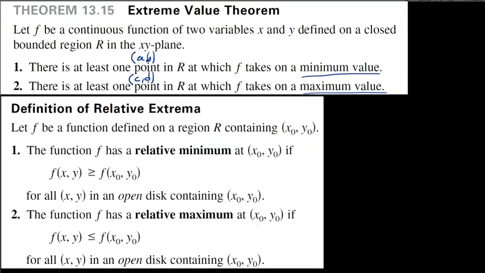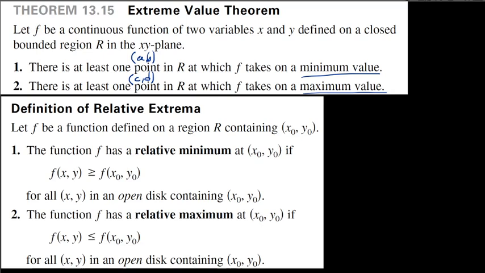Okay, so I'm getting this out of the book too. I guess I'm getting tired of writing, so I'm just using the book's definition here. We have a function f defined on a region R. It doesn't have to be a closed and bounded region at this point, although it certainly could be, containing a point x0, y0. So the function f has a relative minimum.